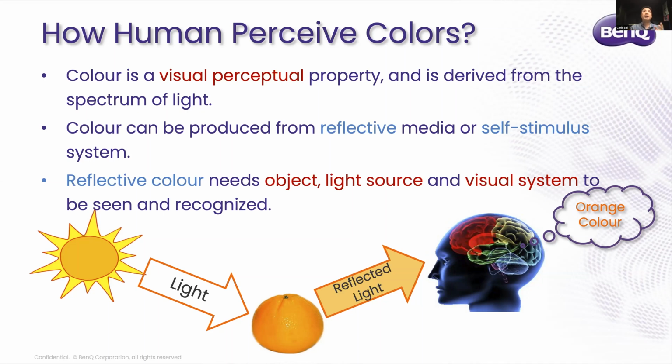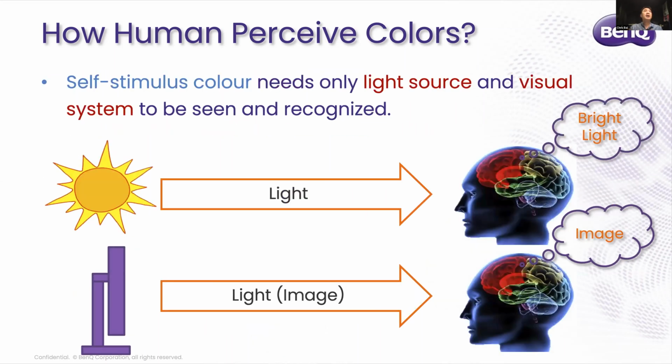So you definitely need an object, a light source, and your visual system to see the color, okay? But with self-stimulus color, you only need a light source and a visual system to be seen and recognized.